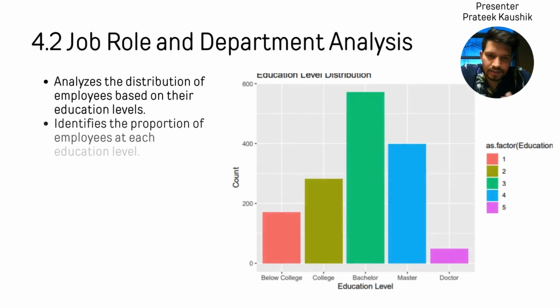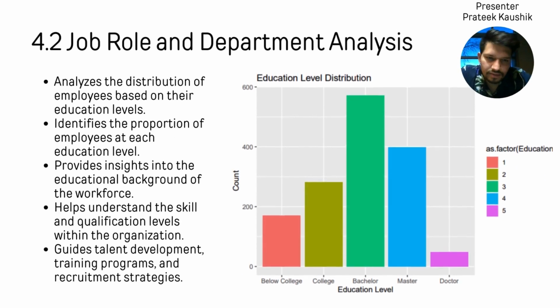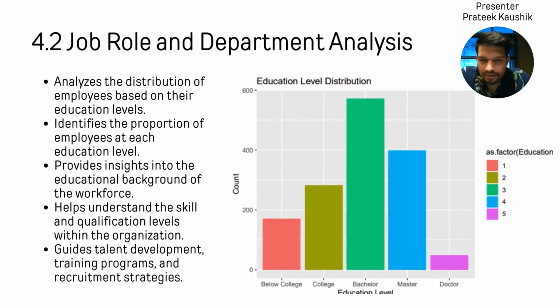Now let's talk about the job role and department analysis, wherein we can see different colors for the bars representing different job roles. This section delves into the distribution of employees across different job roles and departments within the organization. If we talk about the distribution of job roles, by examining the bar chart we can see a diverse array of positions within the organization.